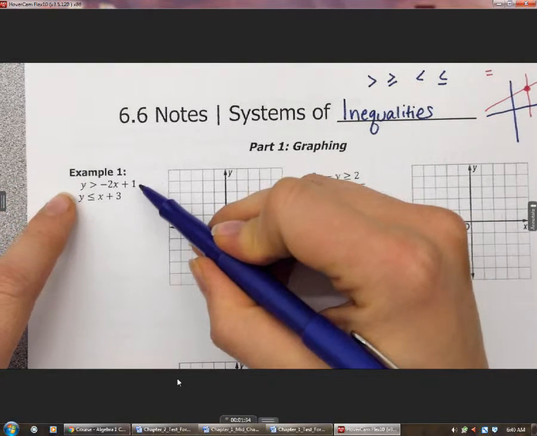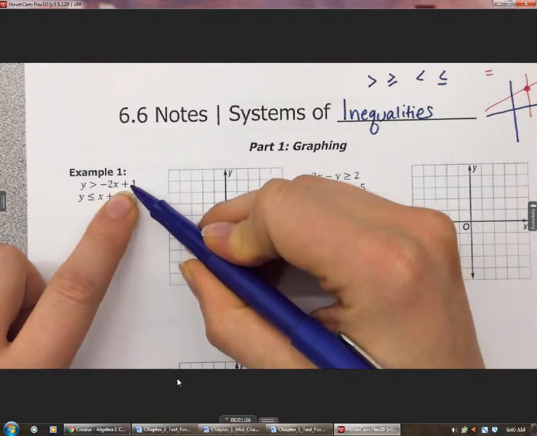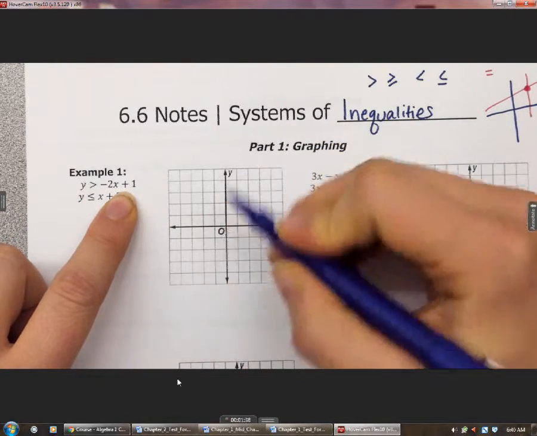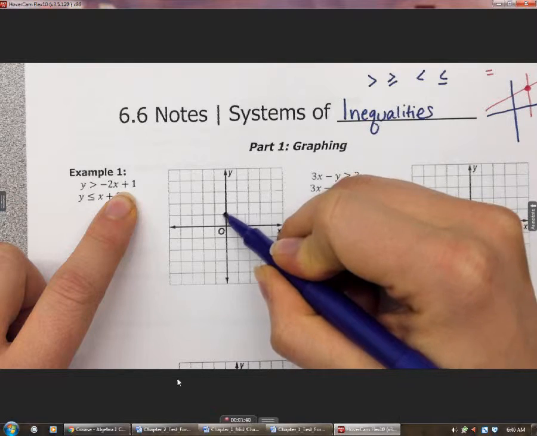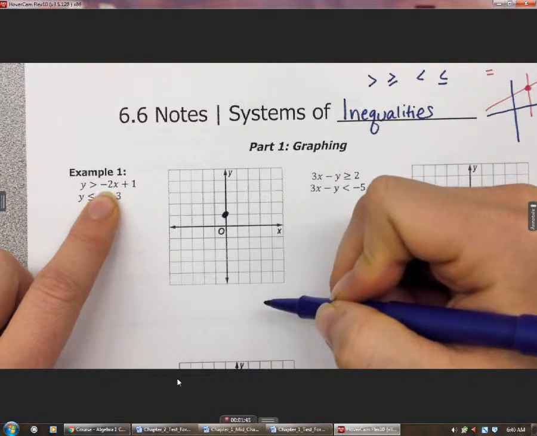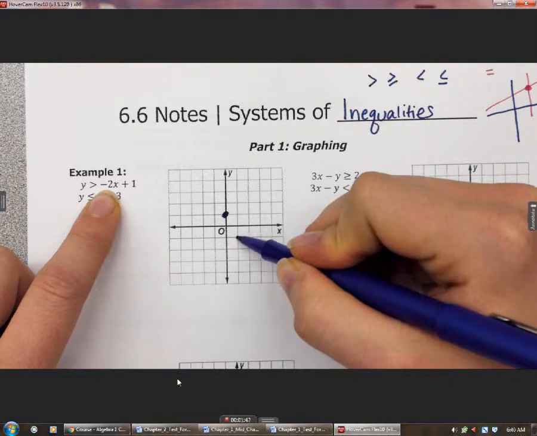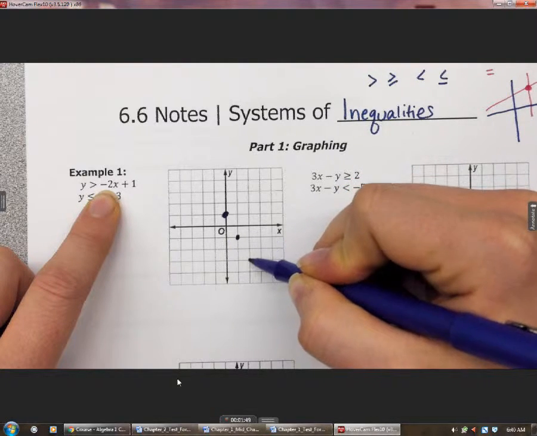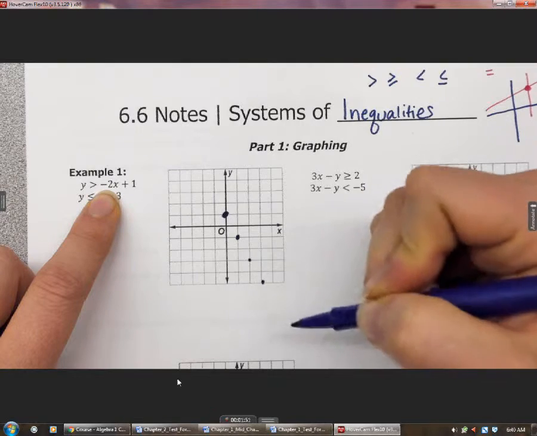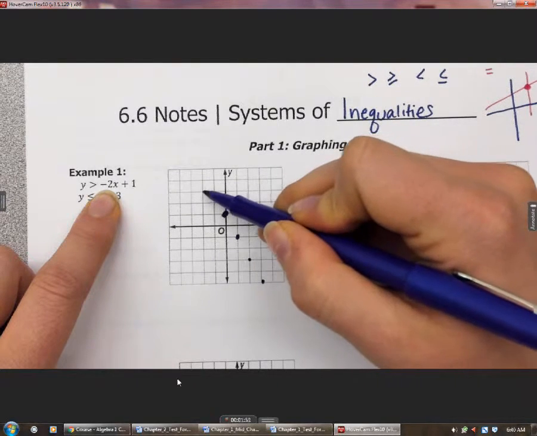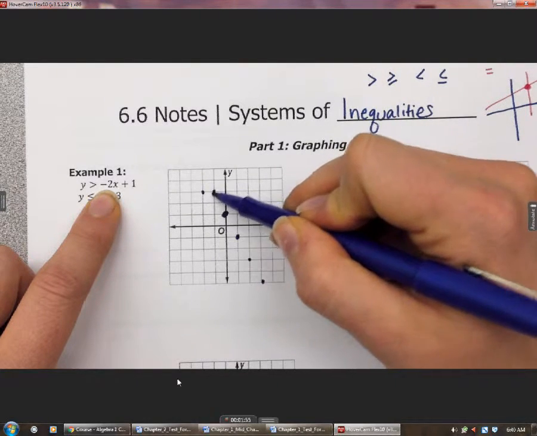For this first equation, we want to start at the +1, that's our y-intercept. So start at 1 here. Our slope is -2, so we're going down 2 over 1, down 2 over 1, down 2 over 1. You could keep this going this way.